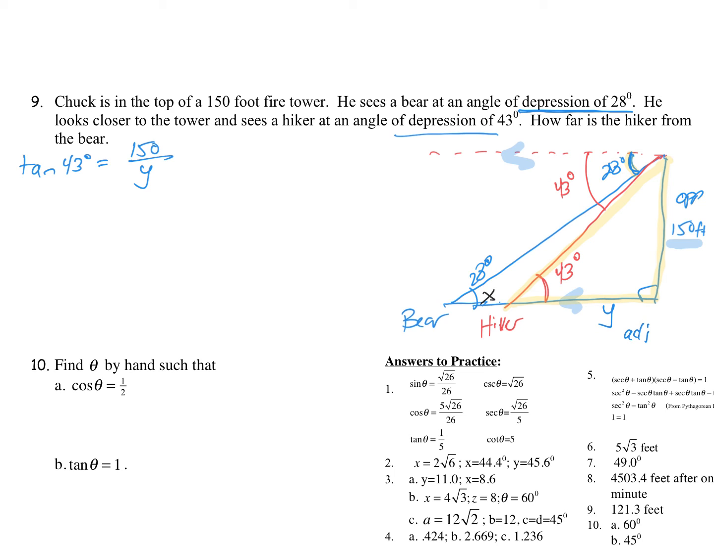And unlike in the previous problem with Frank, we don't need to solve a system here. So we can figure out what y is. So multiply both sides of the equation by y. So we'll get y tangent 43 equals 150, and divide both sides of the equation by tangent 43 degrees. And if we enter that into the calculator, 150 over tangent 43 is 160.86 feet. So this distance on the smaller triangle is 160.86 feet.